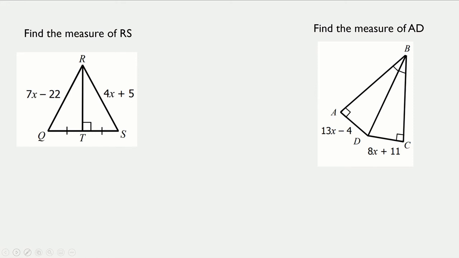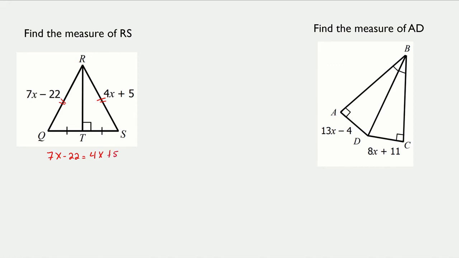So right off the bat, the first one, they want us to find the measure of RS, which is here. And so we know RS in terms of X. So what we have to do here is figure out what X is. Using the perpendicular bisector theorem, and we recognize that because we have two corresponding congruent sides there and a perpendicular angle there, which is telling me that these two are going to be congruent to each other. So that's going to set up my equation and solve for X.